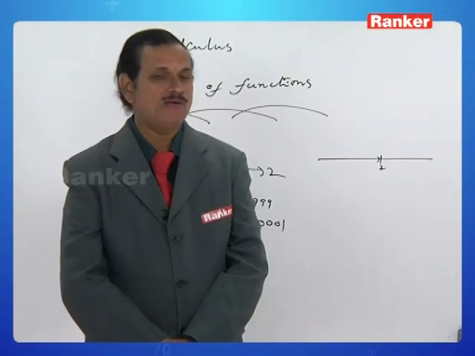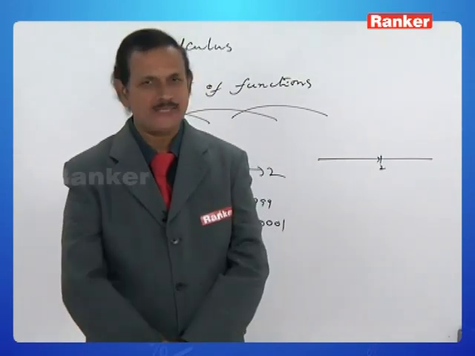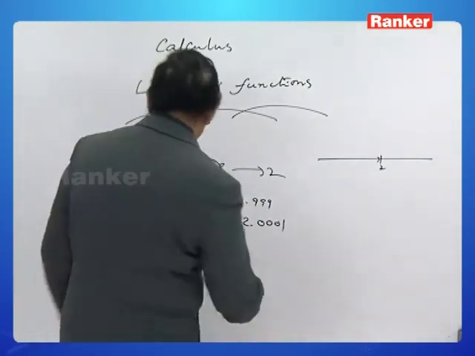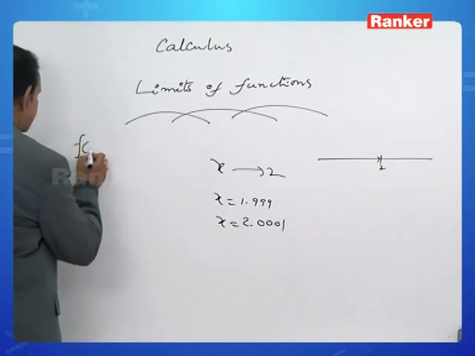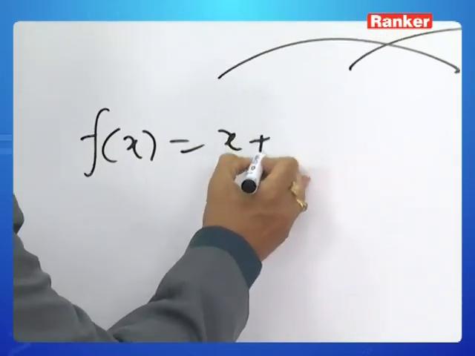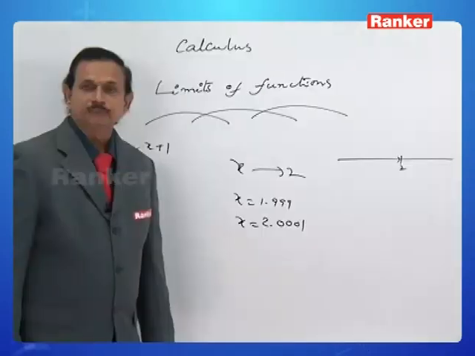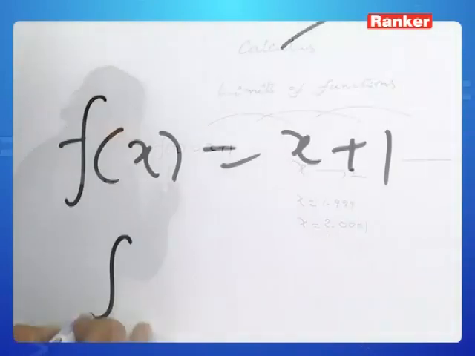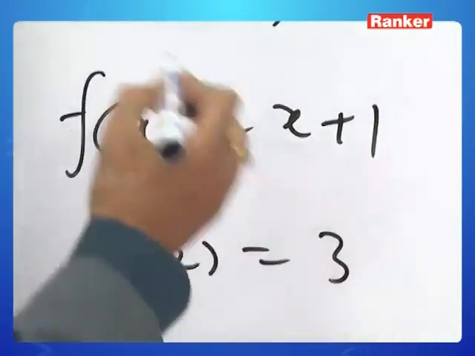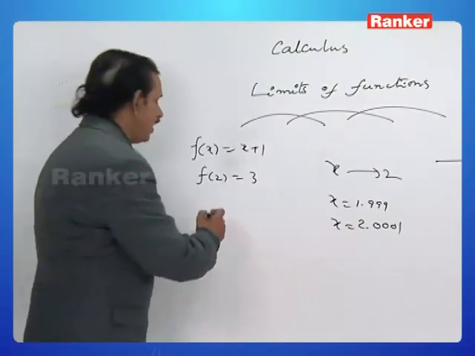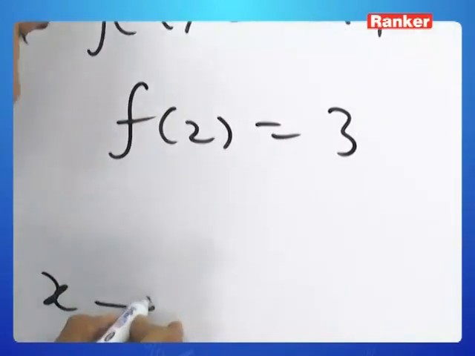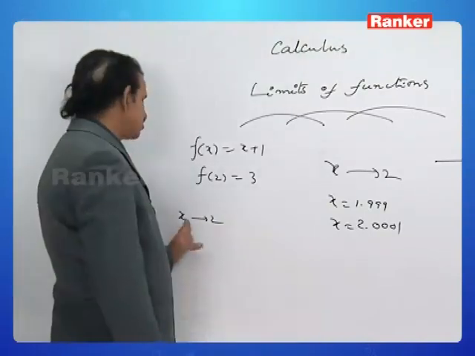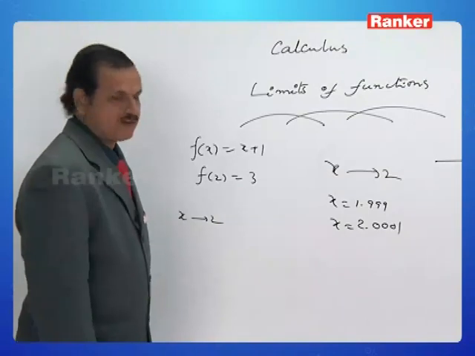We have spoken of one variable, say X only, in this discussion. Now, let there be a function, say f of X is equal to X plus 1. What is f of 2 actually? 2 plus 1 is 3. Now, X tends to 2, I am saying. What is the fate of f of X?